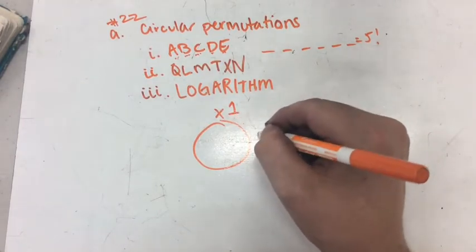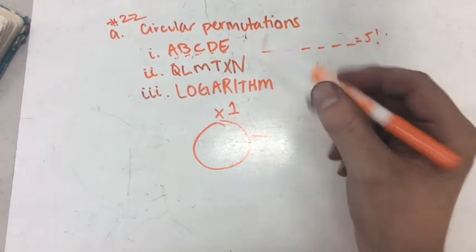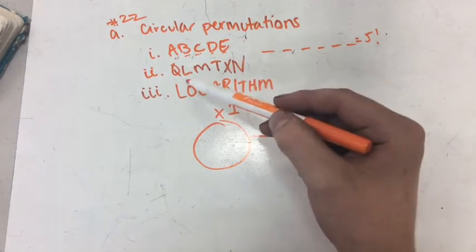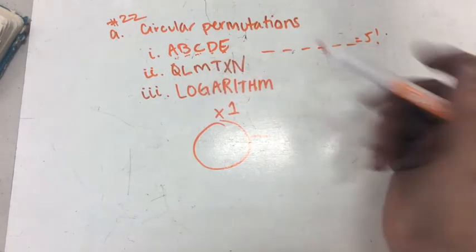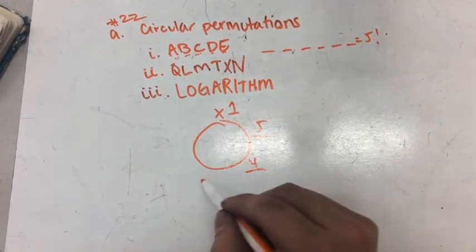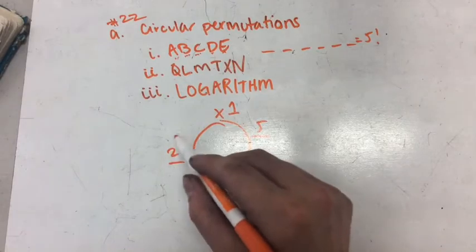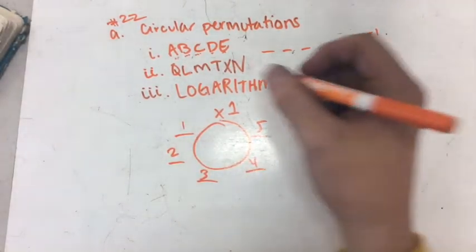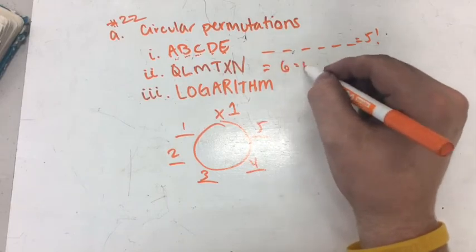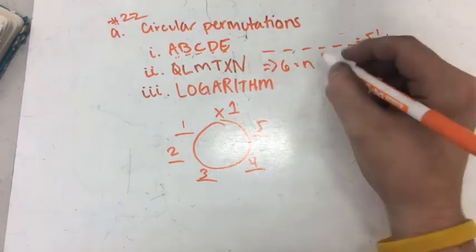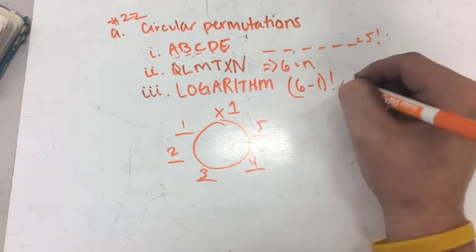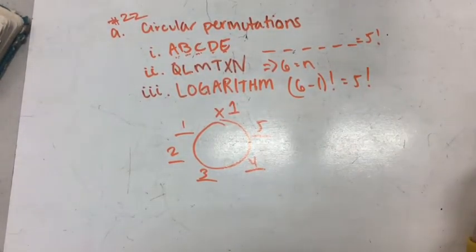Next, we will sit... well, it doesn't matter who we sit. How many choices do we have to sit, though? We've sat one person. We have 1, 2, 3, 4, 5 more ways to sit someone. So there's 5, 4, 3, 2, 1. So there were 6 choices here. 6 equals n, which then becomes 6 minus 1 factorial, which equals 5 factorial.